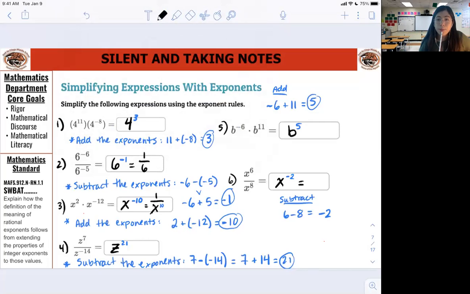I have a negative exponent. So what do I end up with? 1 over x to the power of negative 2. Good. 1 over x to the power of positive 2.